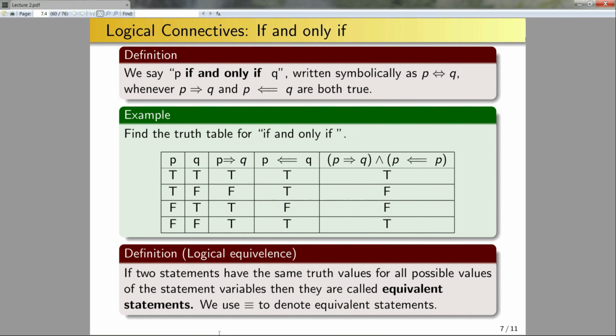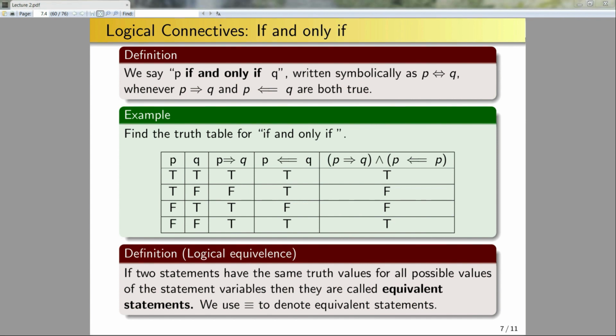So further, we can use this triple equals to denote equivalent statements. So in the course notes, they use the double arrow to denote equivalent statements. I prefer using the triple arrows, but there are valid reasons to use both notations. So I'll leave it up to you which notation you wish to use.